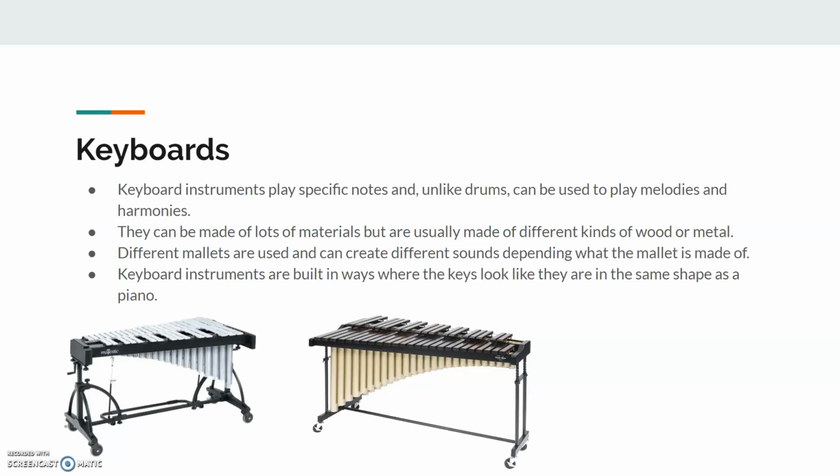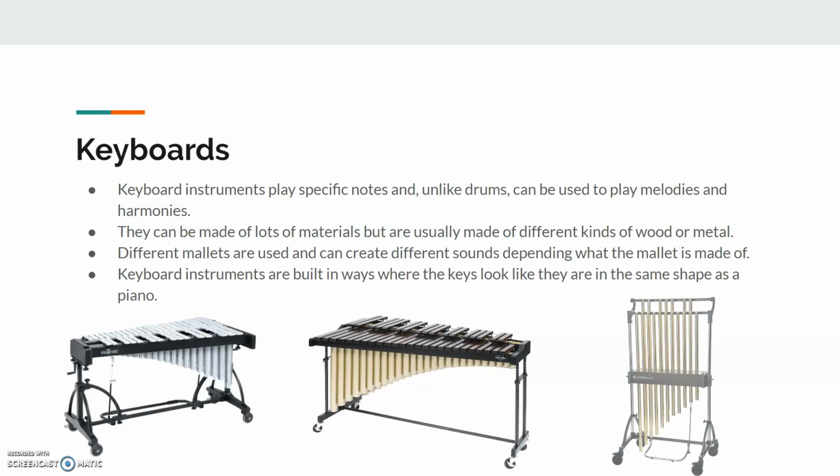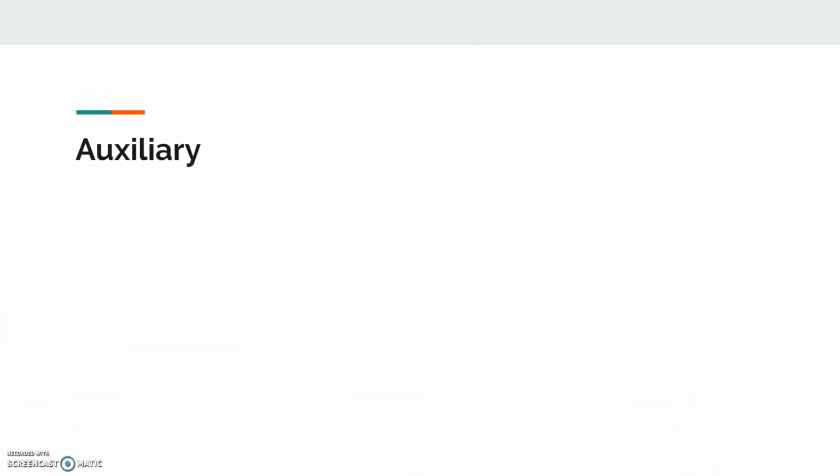But not all keyboard instruments have that exact look. In fact, you can get some keyboard instruments like these chimes, where instead of having bars at all, they have big metal tubes. So even though it doesn't look like the xylophone or the vibraphone, it's still very much a keyboard instrument. Now, the auxiliary family.